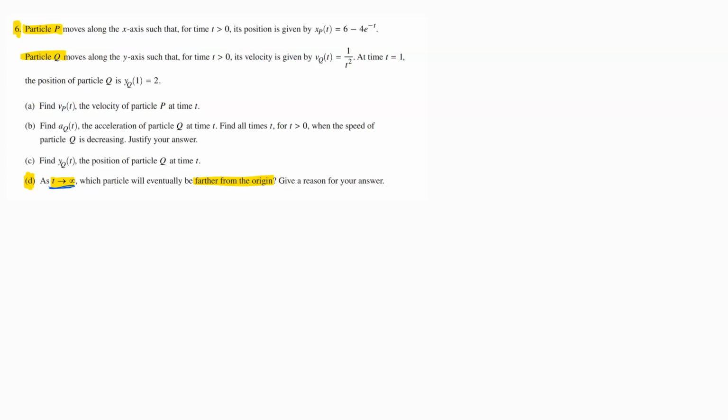We had one position equation given to us for x here. So we can set that up. That would be limit as t approaches infinity of 6 minus 4e to the negative t.